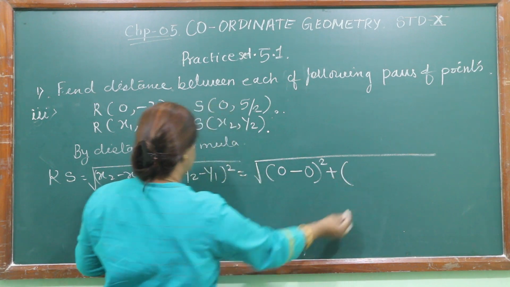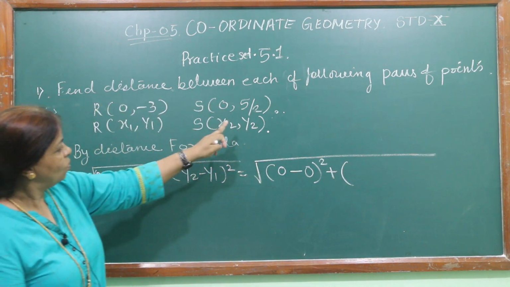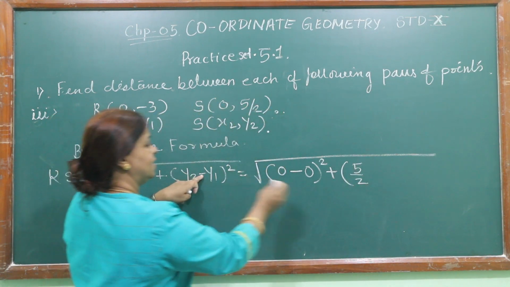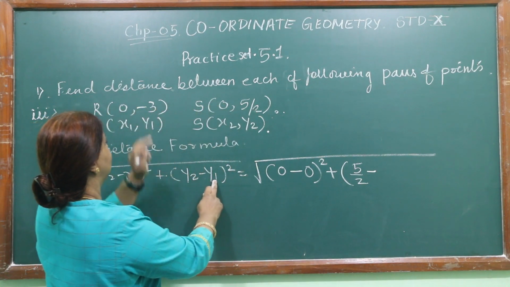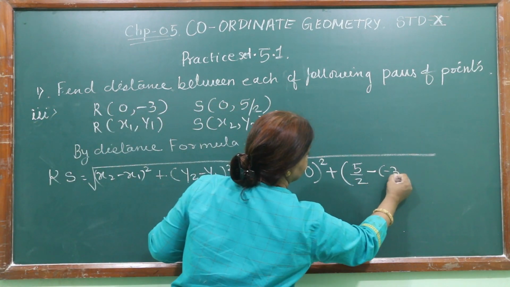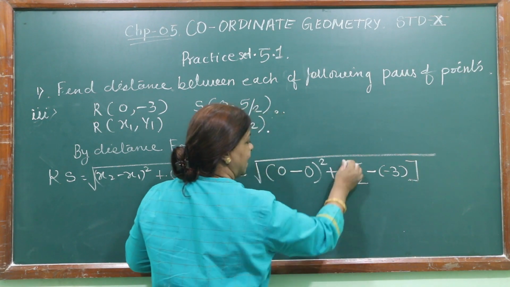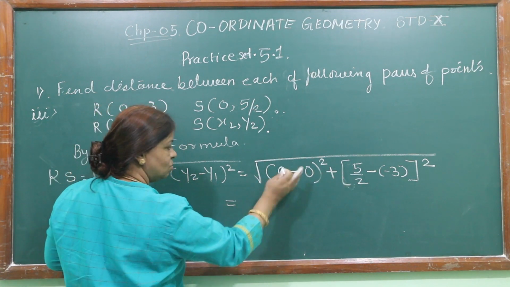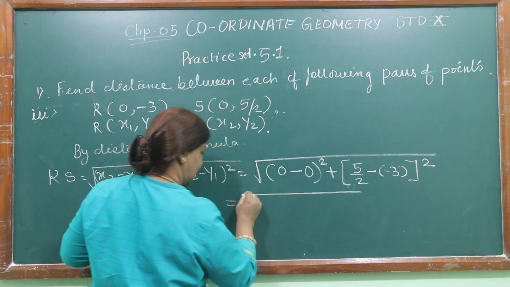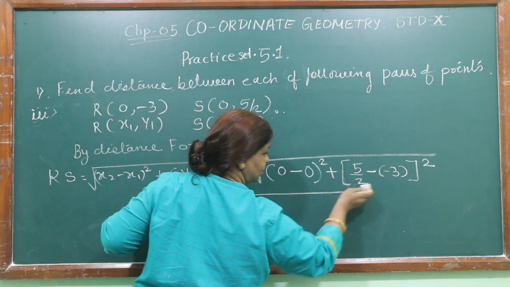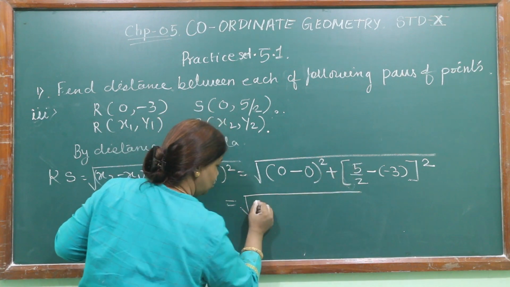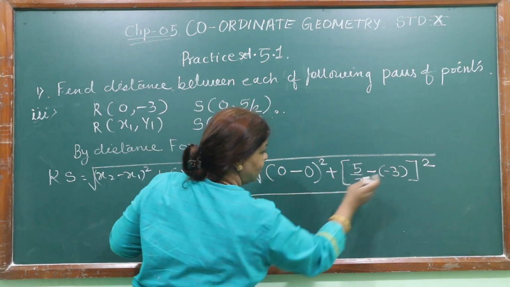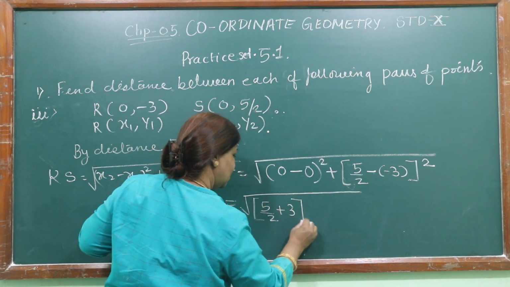Then what is there? Plus. Okay, bracket, y2. y2 is what? 5 upon 2. So let me write 5 upon 2. Then minus, then y1. y1 is what? Minus 3. So we need to make a square bracket here. See children, 0 minus 0, nothing. So there is no need of worrying about it. That can be neglected. We only have to deal with this part. So 5 upon 2 minus minus will become plus 3. Now the whole square.